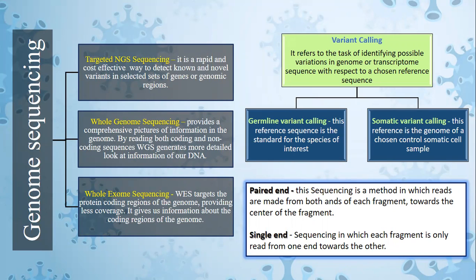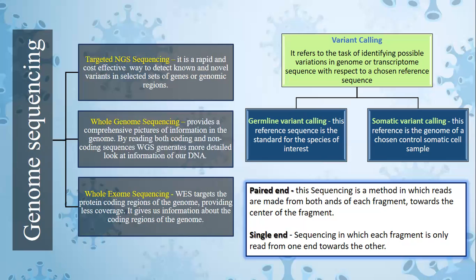Variant calling refers to the task of identifying possible variations in genome or transcriptome sequence with respect to a chosen reference sequence. So it tells us about the different variations in the genome with respect to the reference sequence, which helps us to identify the mutation in the sample according to the reference genome. There are two types of variant calling, that is germline variant calling and somatic variant calling.